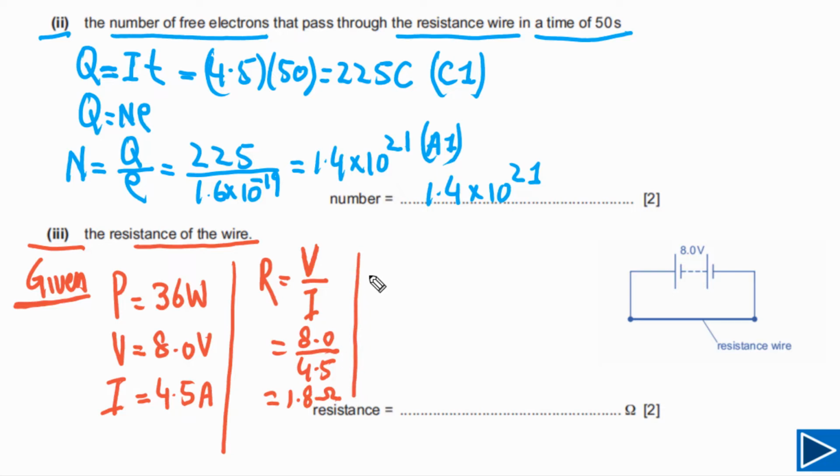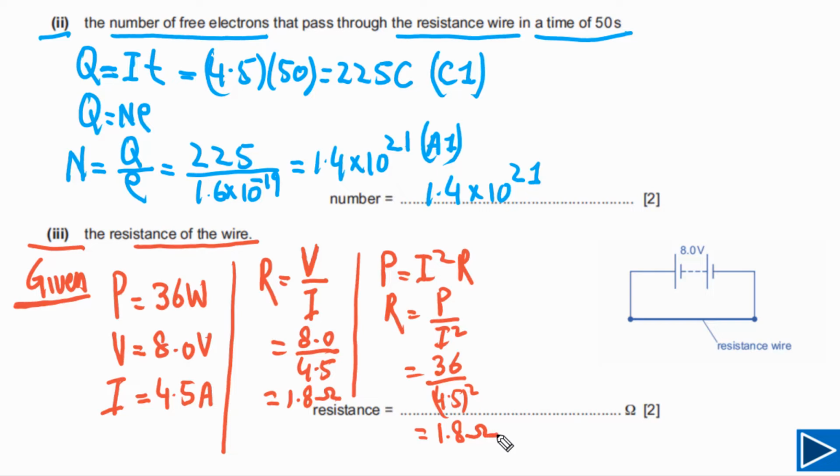But we can also calculate the resistance of the wire by using this equation. P is equal to I square times R. So we can rearrange, we can calculate R, that will be equal to P divided by I square. So in this case, power is 36 and current is 4.5. Now if we solve this, we can find out the value of resistance again. That one will be equal to 1.8 ohms.